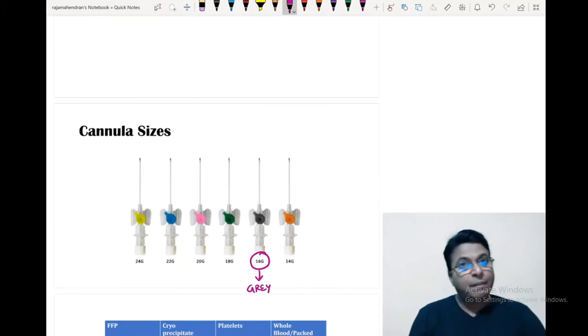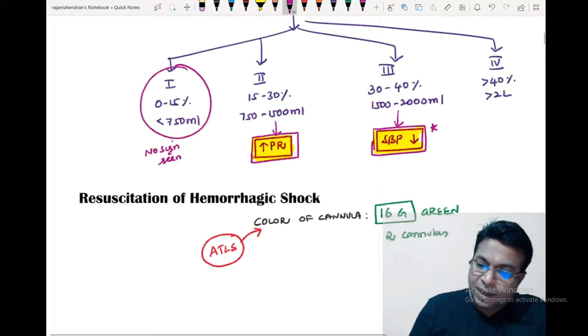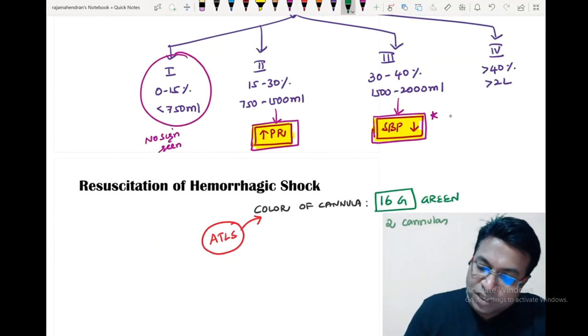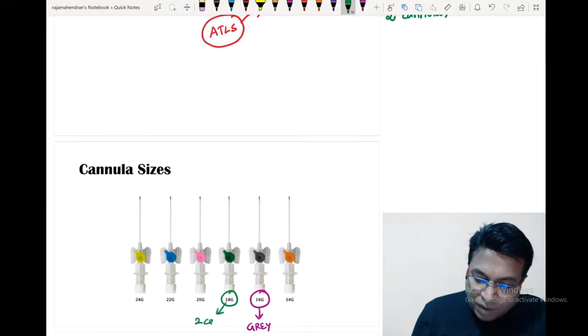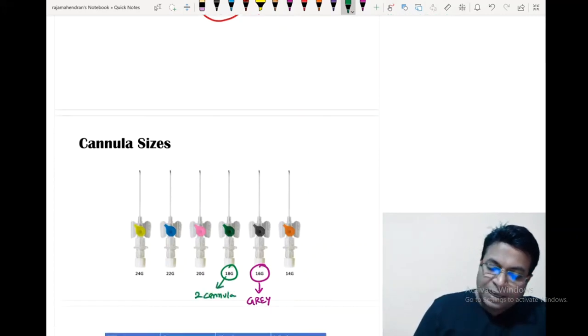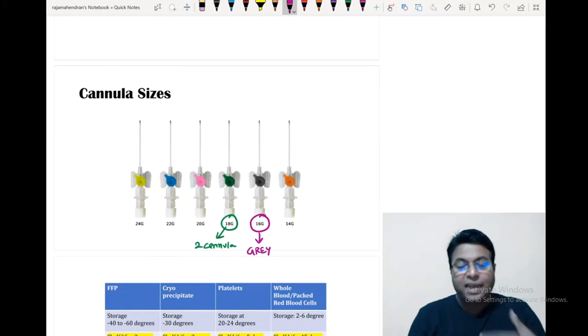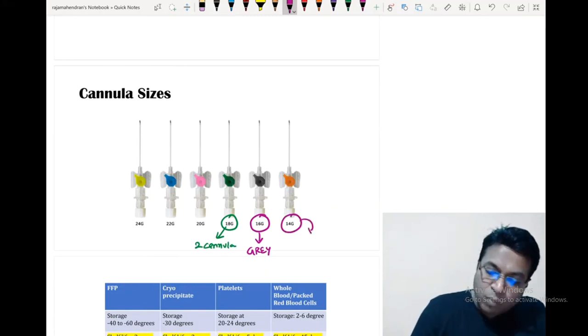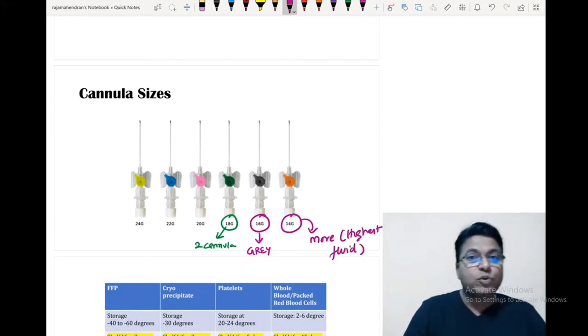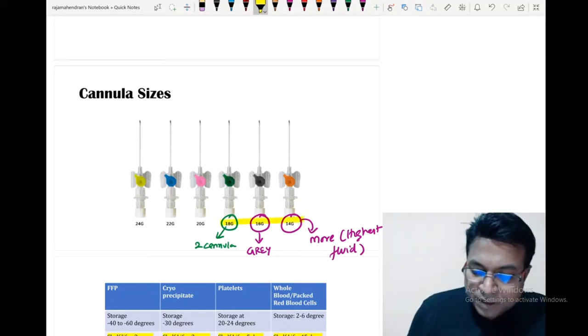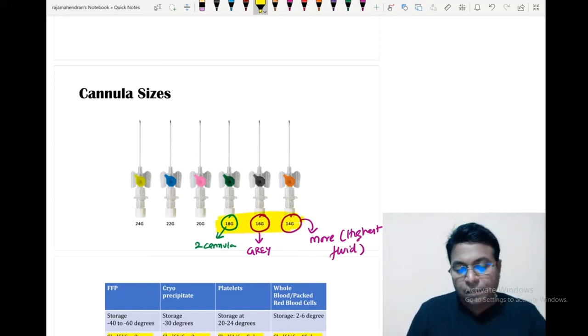This question has come many times. Sorry, I have mentioned it wrongly here. It is 18 gauge green, not 16. 18 gauge is green. Two cannulas should be used in trauma. Gray allows a high amount of fluid, and 14 allows even more. The highest fluid can be infused with orange, gray, green. I want you to remember these 3. These 3 cannulas are important for exams.